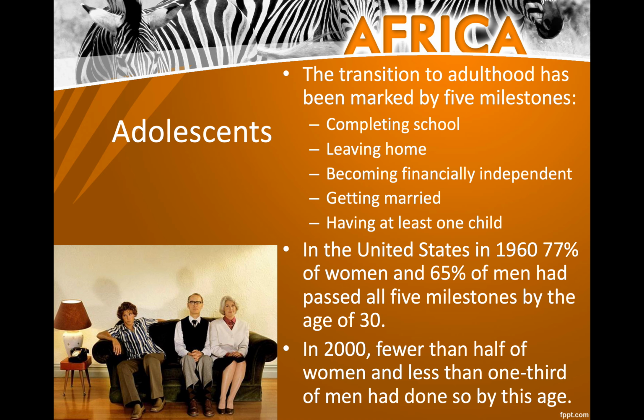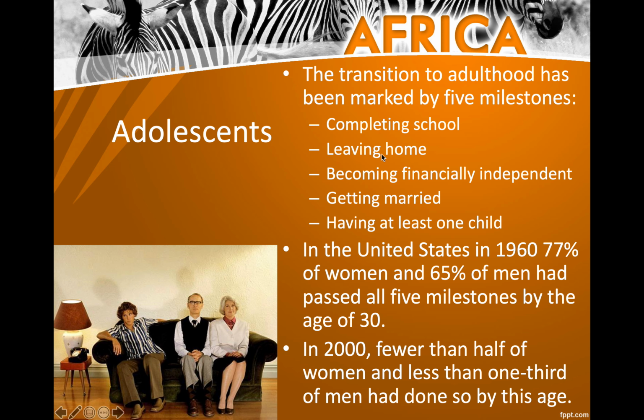The transition to adulthood has been marked by 5 milestones: completing school, leaving home, becoming financially independent, getting married, having at least one child. I did all of this by the time I was 19 years old. Well, I completed high school anyway. I was in college when I had my first child.